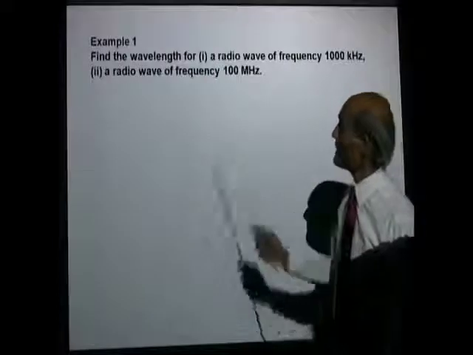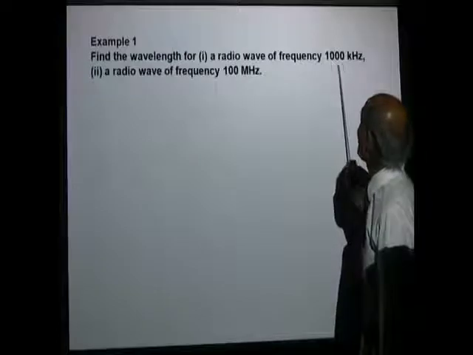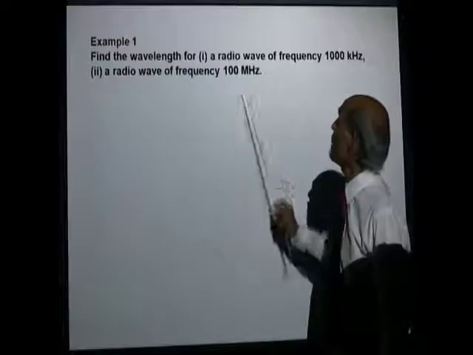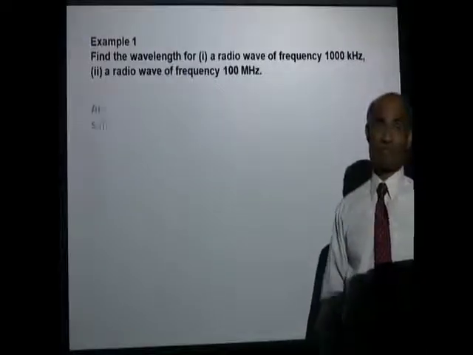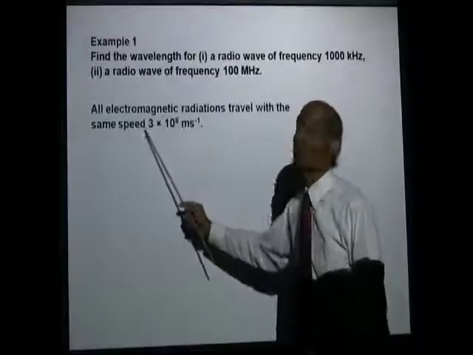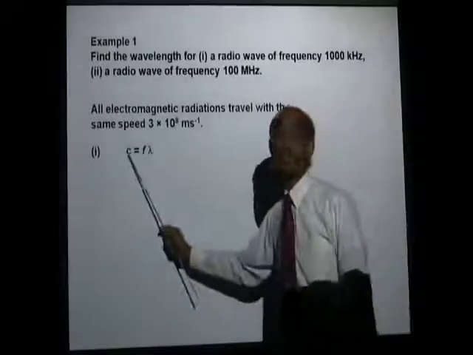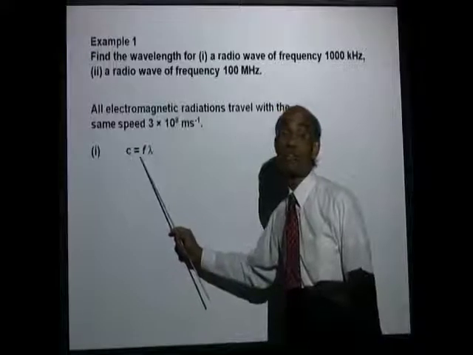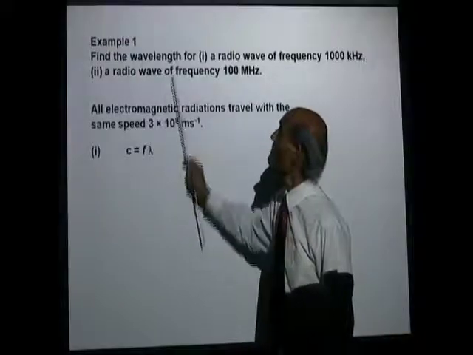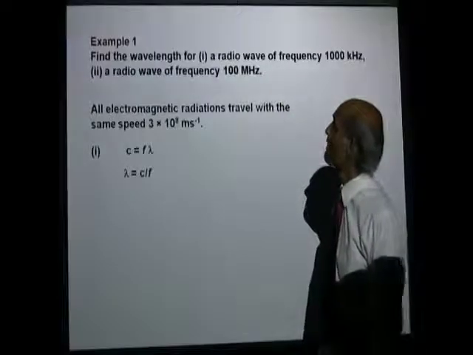Alright, let's do an example. Find the wavelength for a radio wave of frequency 1000 kilohertz, and a radio wave of frequency 100 megahertz. It's a very simple problem because you know that the speed of all electromagnetic waves is 3 × 10^8 meters per second. And we also know that speed is related to frequency and wavelength as c = fλ. So to find the wavelength, we solve for λ: λ = c/f.